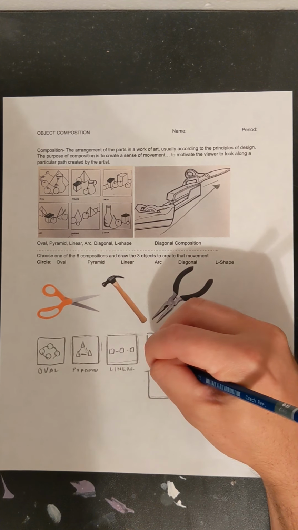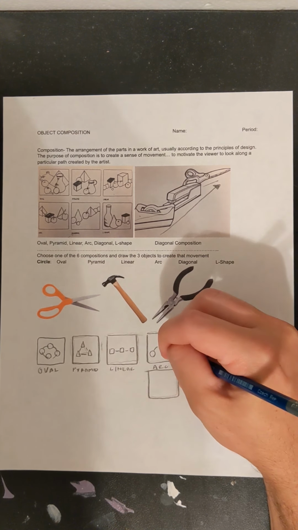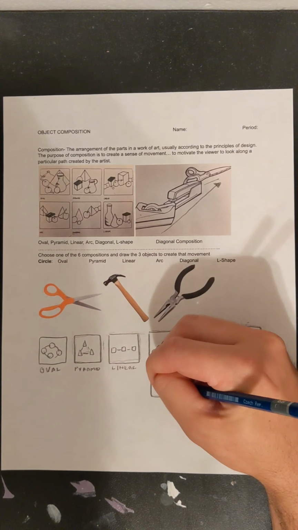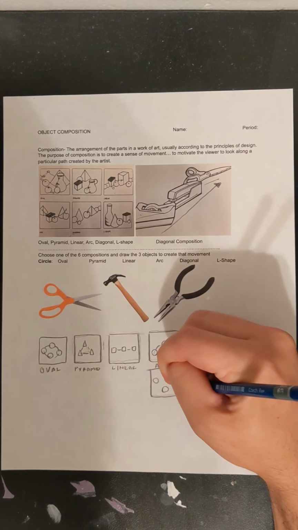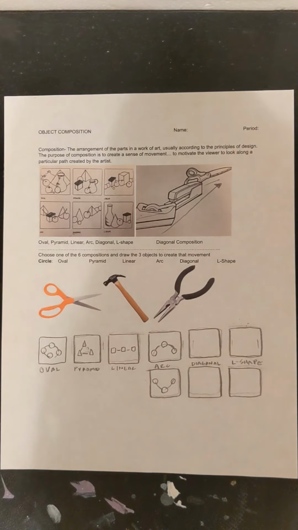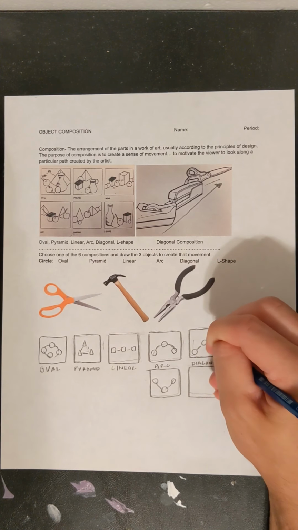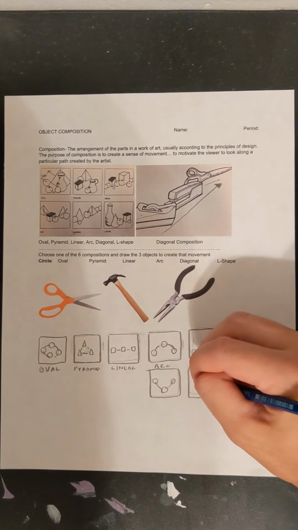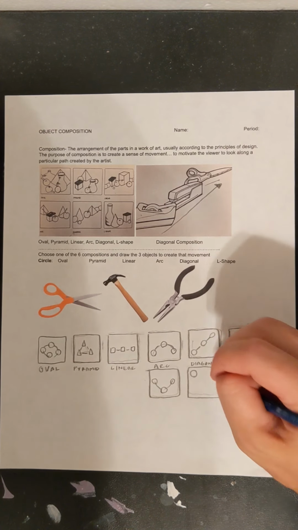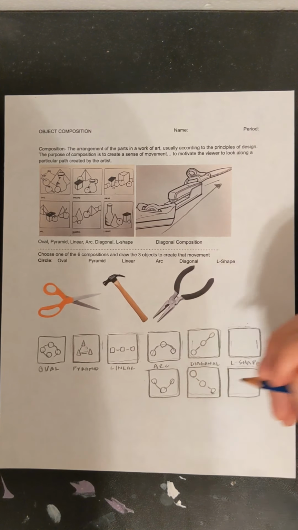So arc can go 2 different ways. You can create a soft curve that curves from kind of bottom to top, or curves from top to bottom. Again, the diagonal just moves from corner to corner through the piece, and there's 2 ways you can do that as well. You can go from bottom left to top right, or top left to bottom right.